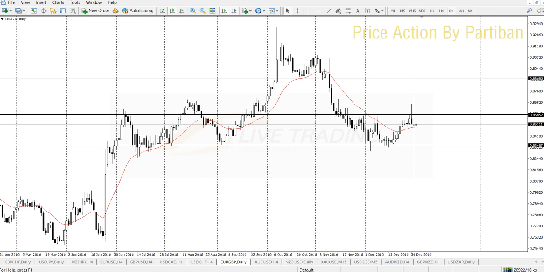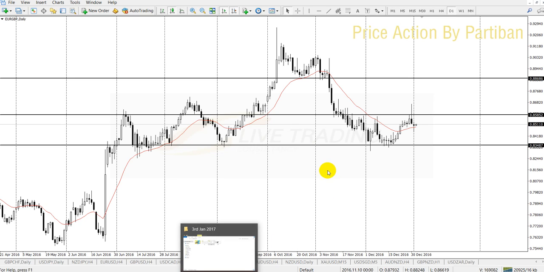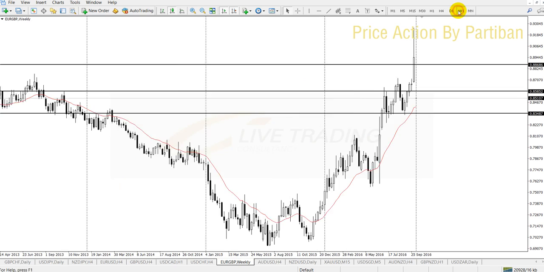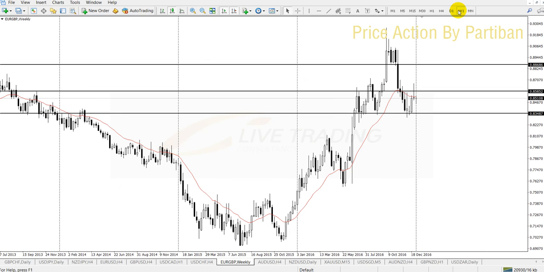Okay, and this person requested to explain about Euro GBP on the daily chart. Before that, let's look at the weekly chart. See, on the weekly chart, the market forms a shoulder, head, and is forming another shoulder, and there's a pin bar, a lot of sellers coming in. So this indicates the pound sells.